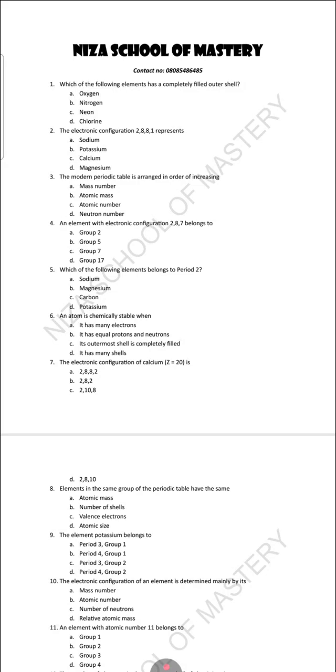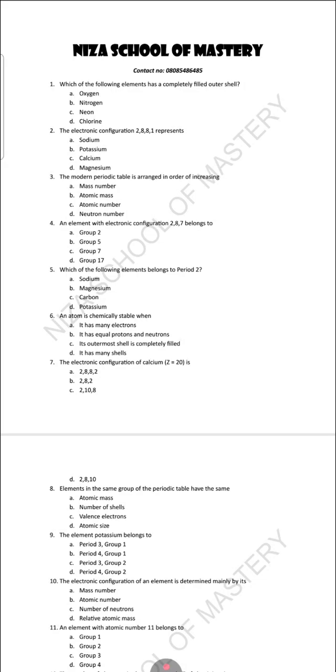Number 5, which of the following elements belong to period 2? What does period mean? That means it has 2 shells. So that's carbon. Carbon has 2 shells. The electronic configuration of carbon is 2, 4: 2 on the first shell and 4 on the second shell. The remaining elements have 3 shells or more: sodium 281, magnesium 282, potassium 2881, 4 shells. So only carbon 2, 4 has 2 shells.